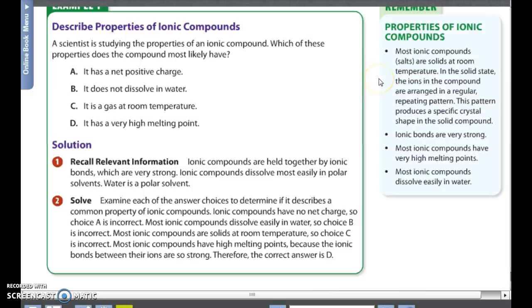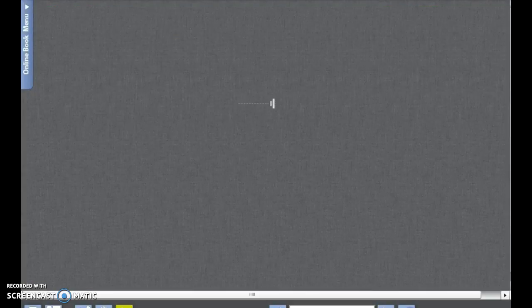Properties of ionic compounds. Most ionic compounds, or salts, are solids at room temperature. In the solid state, the ions in the compound are arranged in a regular, repeating pattern. This pattern produces a specific crystal shape in the solid compound. Ionic bonds are very strong. Most ionic compounds have very high melting points. Most ionic compounds dissolve easily in water.